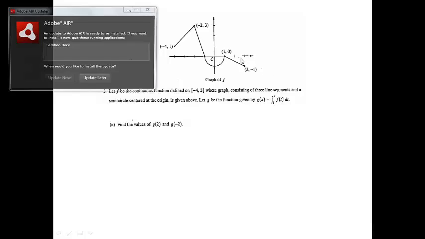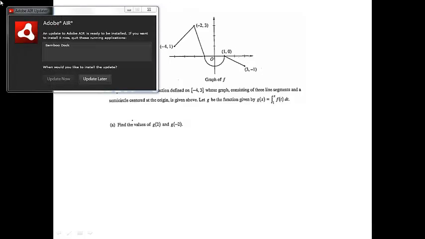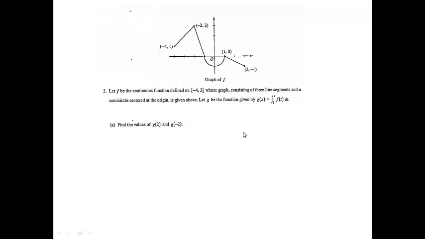Number 3, let f be the continuous function defined on [-4, 3], whose graph consisting of 3 line segments and a semicircle centered at the origin is given above. Let g be the function given by g of x is equal to the integral from 1 to x of f of t dt.